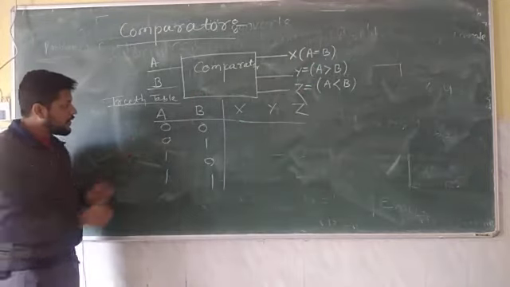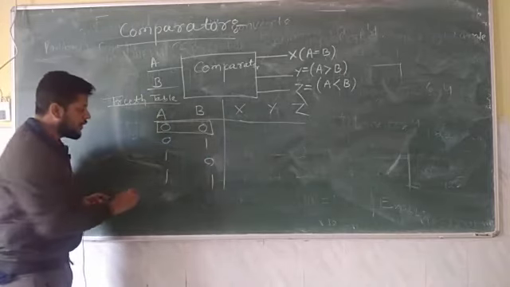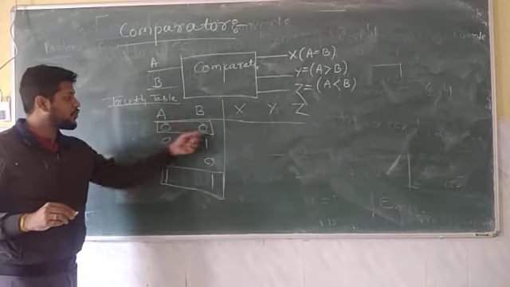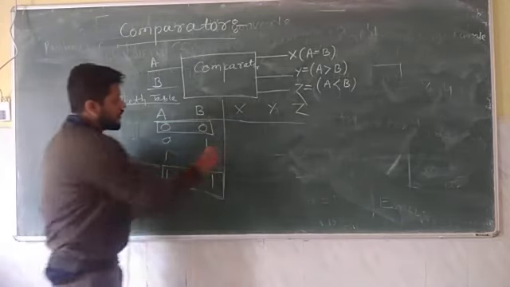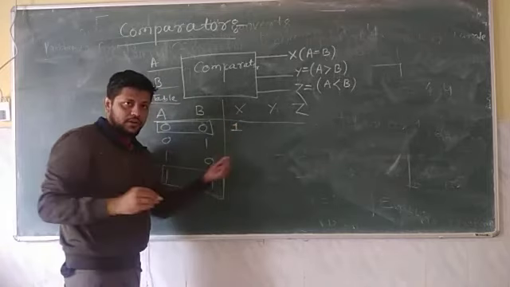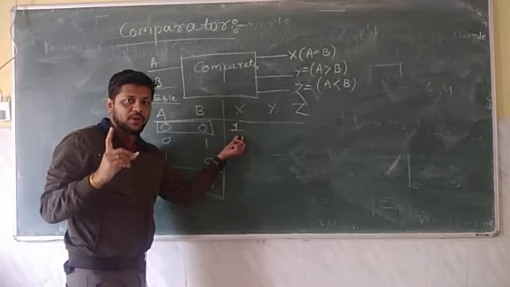So A equal to B, here A equal to B. This is the case where A equal to B. This is also the case where A equal to B. That means 0 0, 1 1. So this is the case where A equal to B. That means this is the true condition. True condition, for true condition always output we will take output as 1.